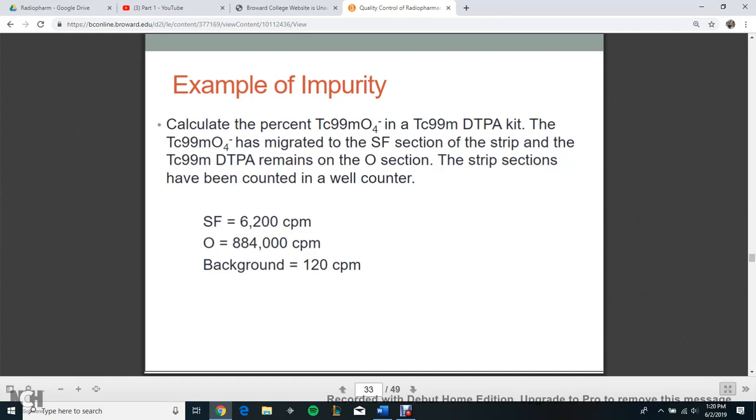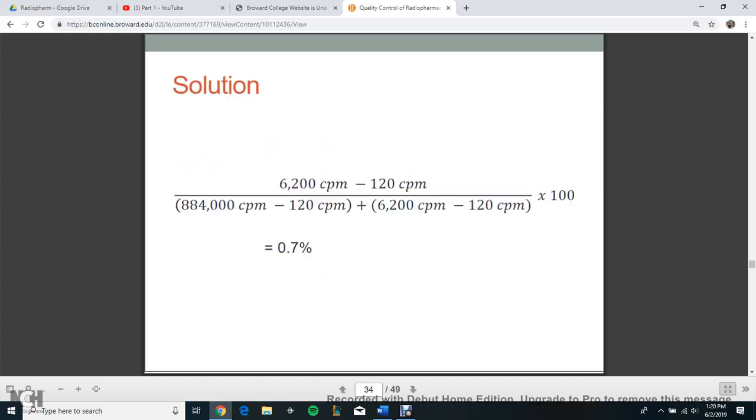An example of impurity: calculate the percent pertechnetate in the Tc-99m DTPA kit. The pertechnetate has migrated to the solvent front section of the strip, and the technetium-99m DTPA remains on the origin section. The strip sections have been counted in a well counter. The solvent front has 6,200 counts per minute, where the origin has 884,000 counts per minute. And the background is 120 counts per minute.